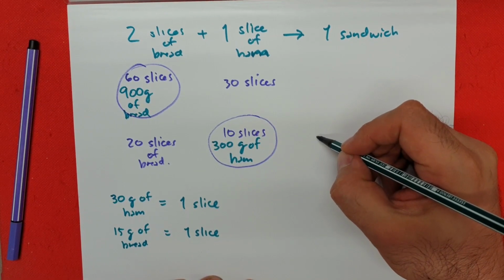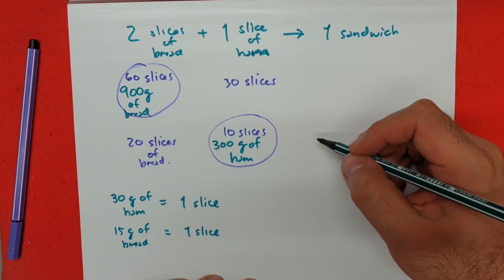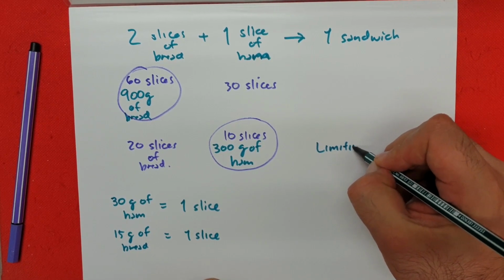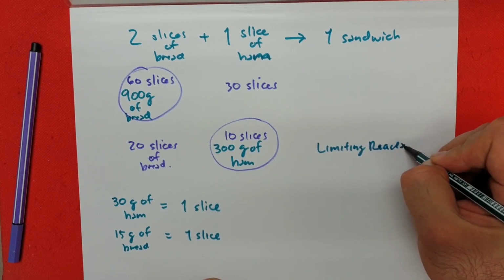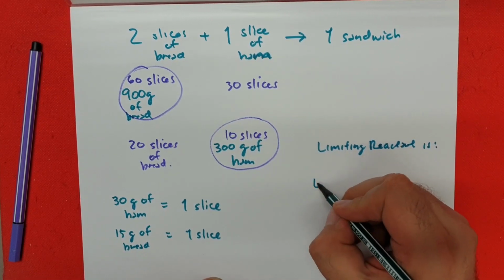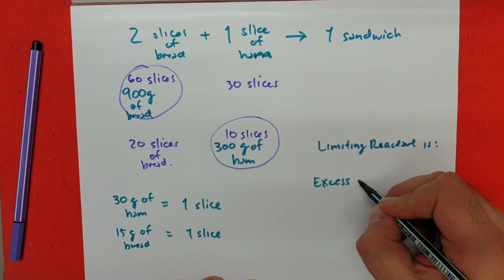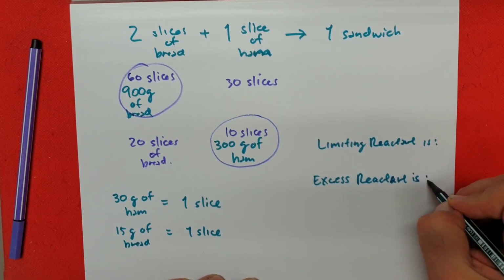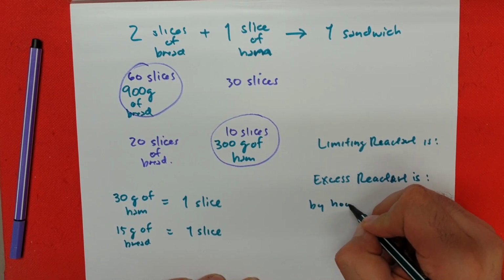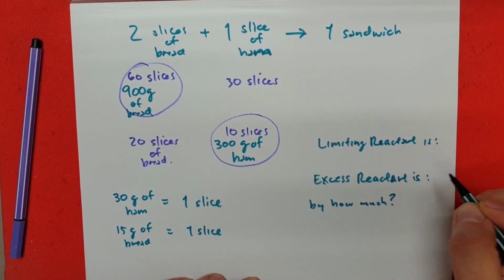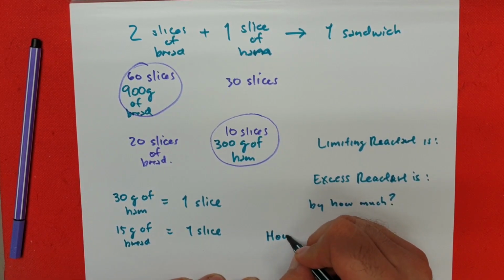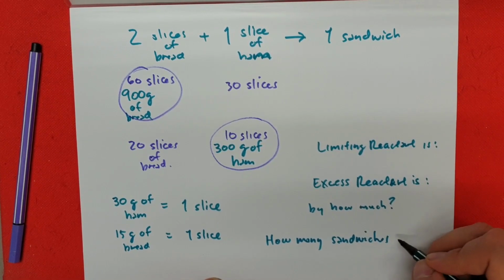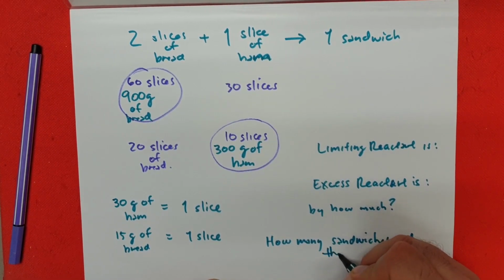how much? Not how much. Let me think about this really quickly. We would ask, what is the limiting reactant? What is the excess reactant? By how much? And finally, how many sandwiches and their weight.